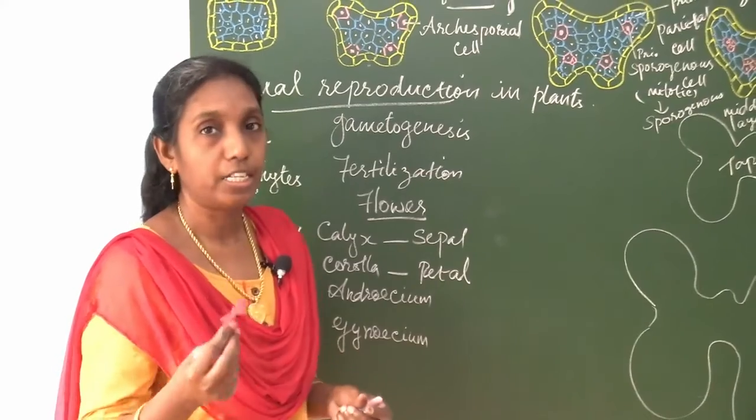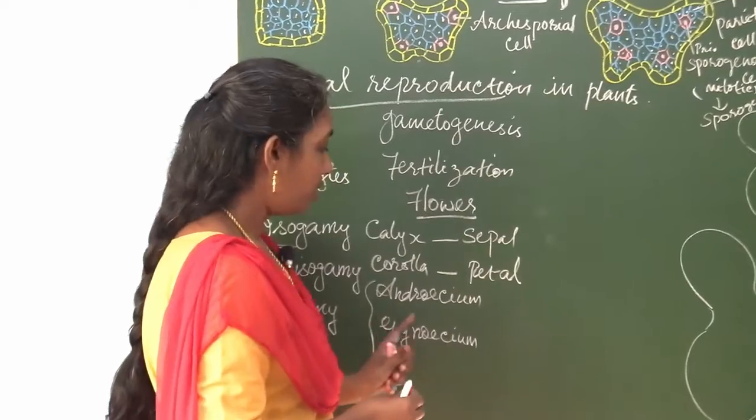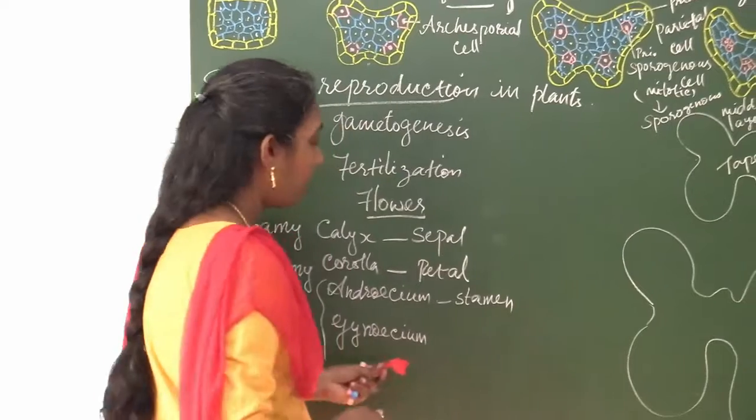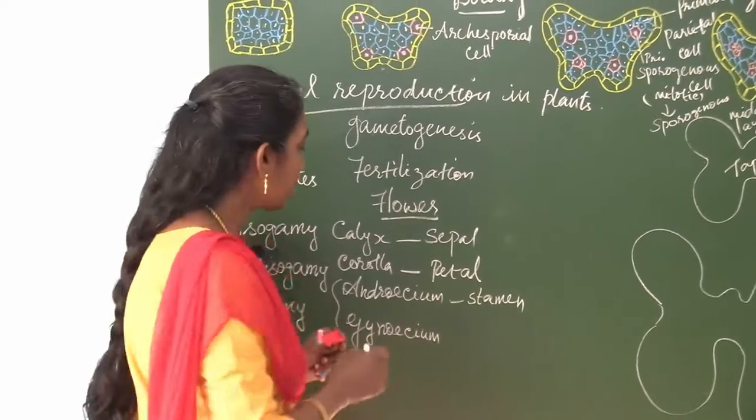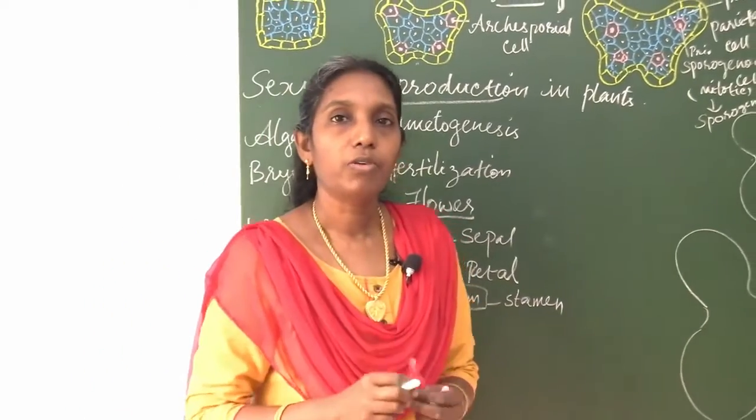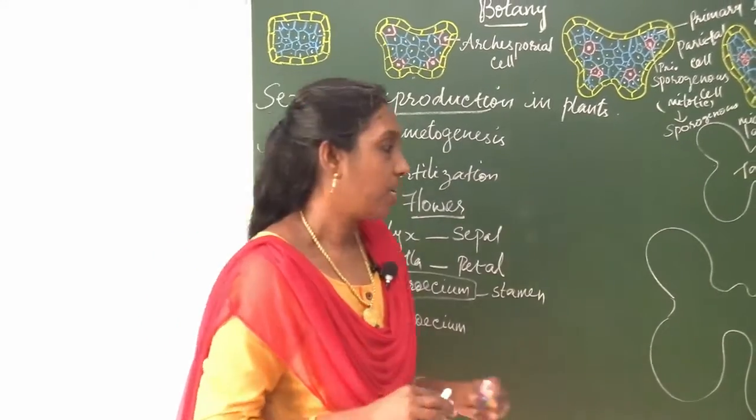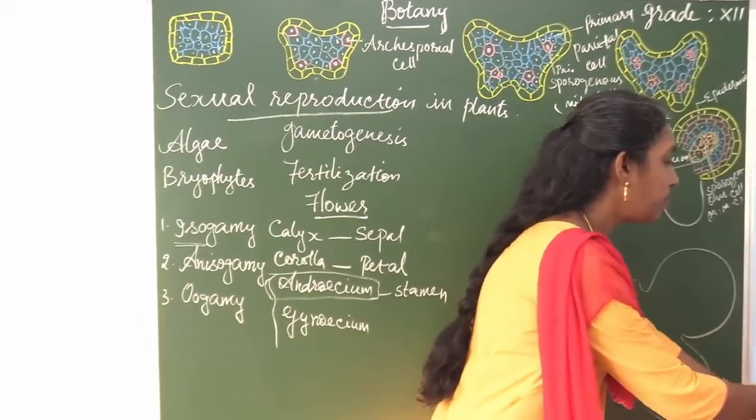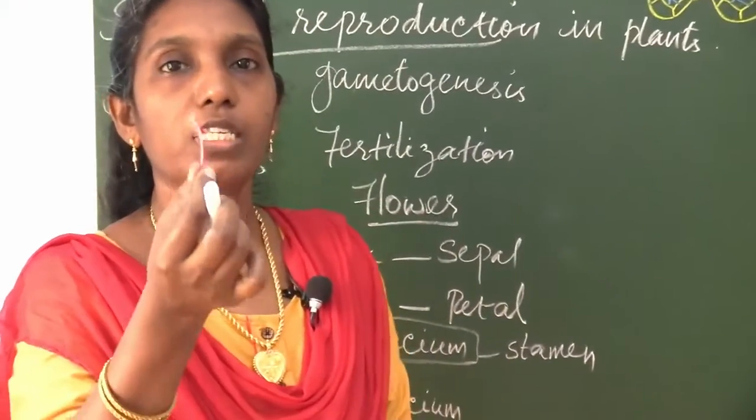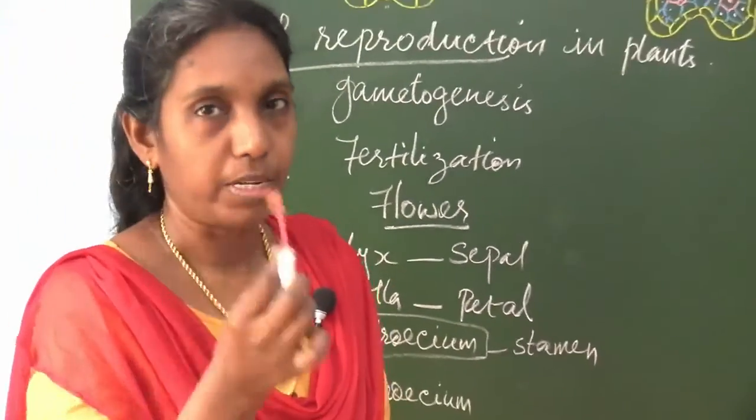And androecium and gynoecium. Among these four whorls, the androecium is made up of stamens, and then the gynoecium. Today we are going to discuss in detail about the androecium. Androecium, you know, is the male reproductive part. This is a bisexual flower. The androecium is composed of a number of stamens.